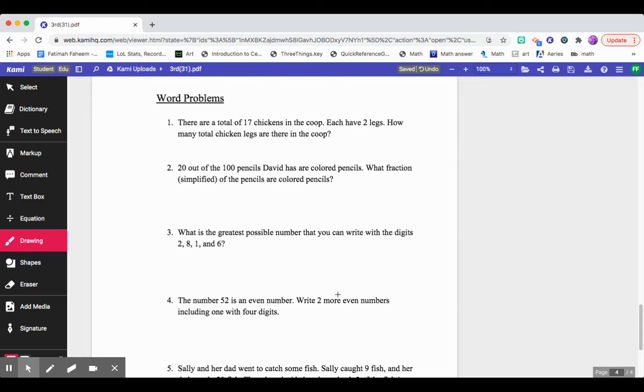Let's try the last part of lesson 31. So let's do number 1. There are a total of 17 chickens in the cup. Each has 2 legs. How many total chicken legs are there in the cup? So each has 2 legs, so just multiply 17 by 2. For the hard ones, just write the formula and do it like this. 7 times 2 equals 14. 1 times 2 equals 2, and plus 1 is 34. So 34 legs.